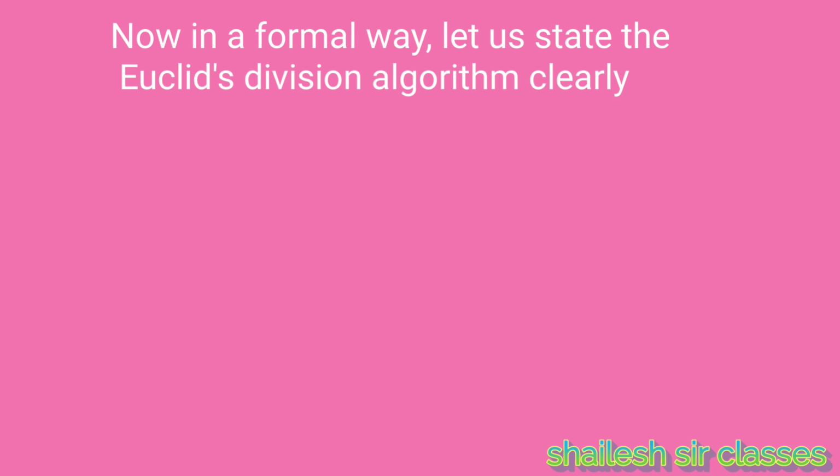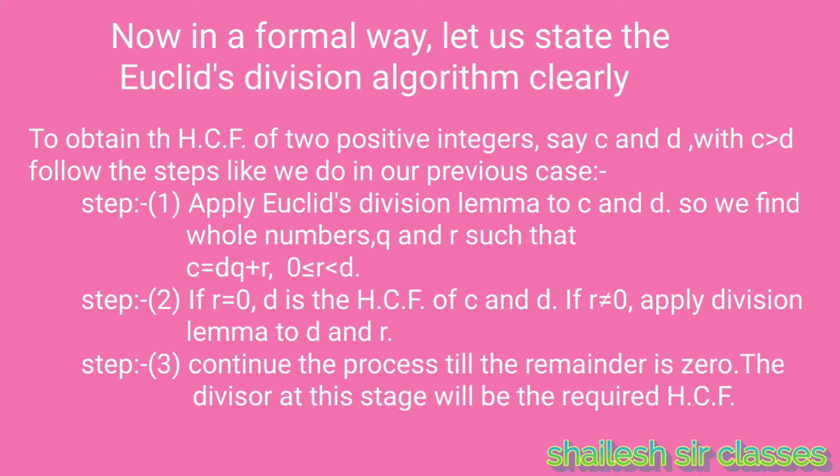Now in a formal way, let us state Euclid's division algorithm clearly. To obtain the HCF of two positive integers, say c and d, with c greater than d, follow the steps like we did in our previous case. Step 1. Apply Euclid's division lemma to c and d, so we find whole numbers q and r such that c equals dq plus r, where r is greater than or equal to 0, but it is always less than d. Step 2. If r equals 0, d is the HCF of c and d.